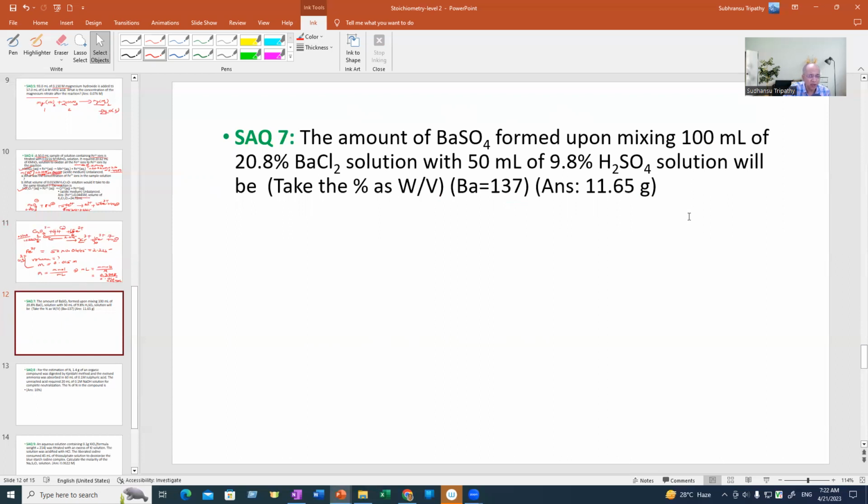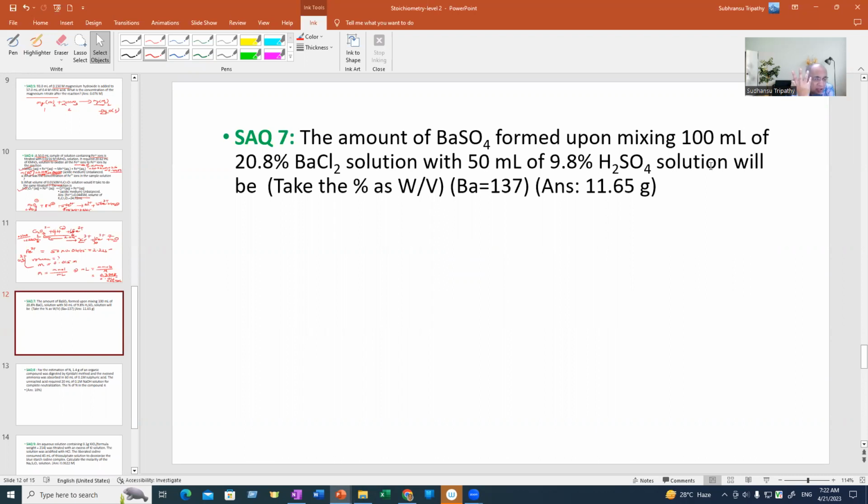This is a very simple one. If nothing is given, you will consider it is W by V. If it is W by W, it will be given by weight. But sometimes in many problems, density data will not be given, and you will be sure that the percentage is nothing but W by V.